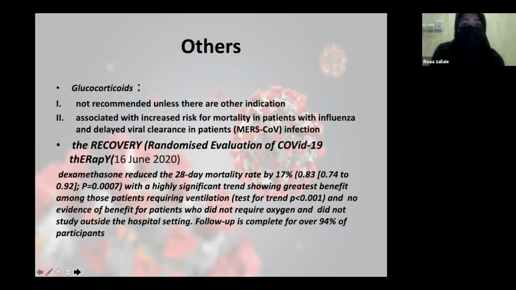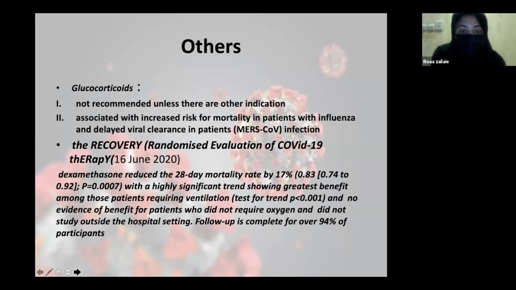The other medication, which is really promising, is steroid. It is not recommended unless there are other indications. It was associated with increased risk of mortality in patients with influenza and delayed viral clearance in patients with MERS-CoV infection. But now the RECOVERY study, the Randomised Evaluation of COVID-19 Therapy, which was published in the news on the 16th of June, mentioned that dexamethasone reduced the 28-day mortality rate by 17%, with a highly significant trend showing greatest benefit among those patients requiring ventilation.